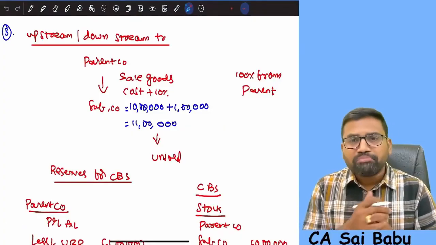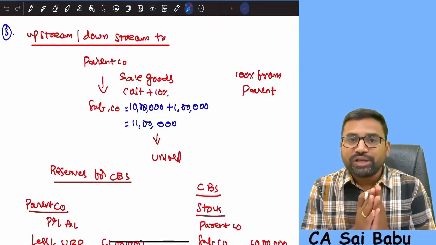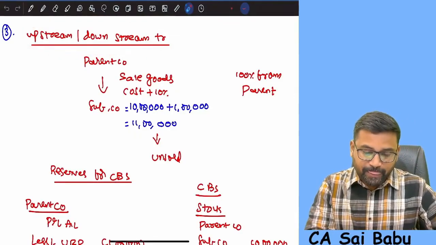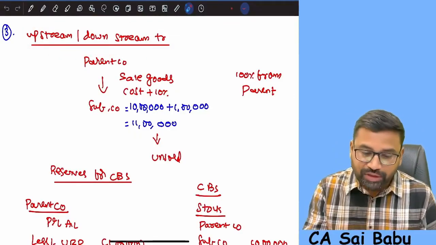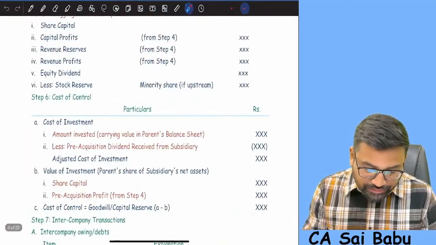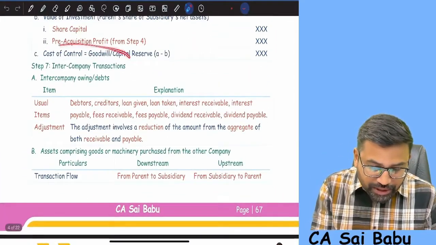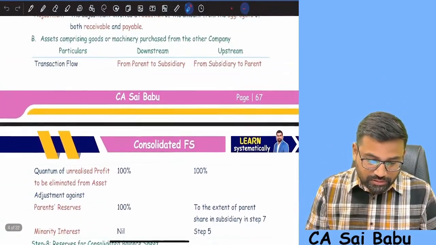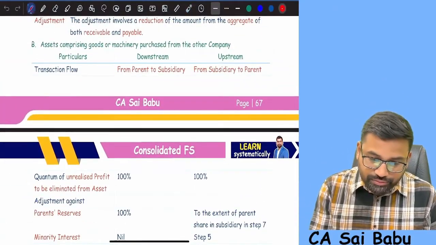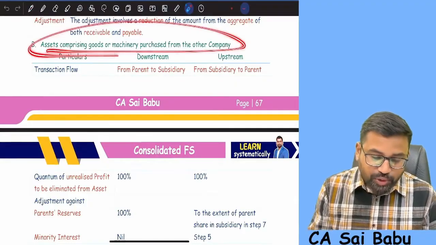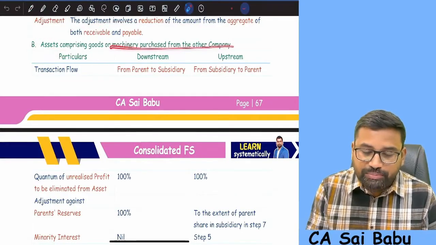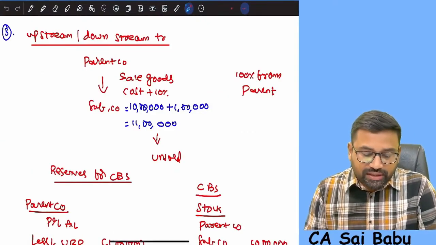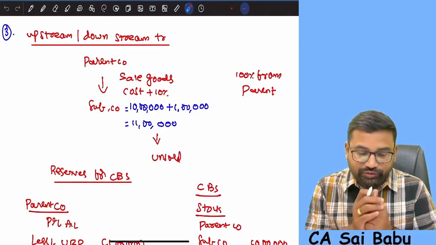Next, one more important step when you are doing consolidation is upstream and downstream transactions. When you are doing consolidation, there is one step for intercompany transactions, step number 7. In that, this point: assets comprising goods or machinery purchased from another company. Okay. First, upstream and downstream transactions we are going to discuss.